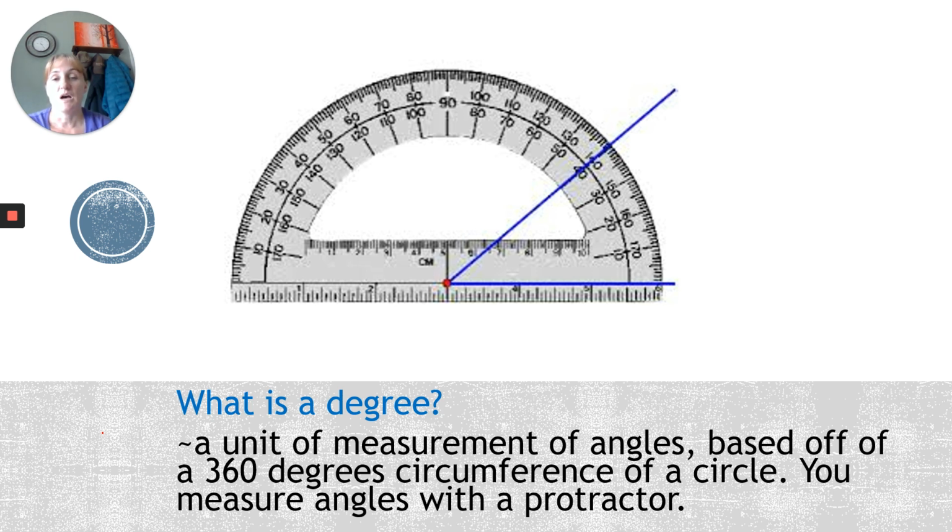In this case, when we talk about angles, we're measuring with degrees, and to measure a degree, you use a protractor. It looks like half a circle, but you can also flip it around that side and it becomes a full circle of 360 degrees. So a degree is a unit of measurement of an angle based off a 360-degree circumference, and that's the measurement of a circle, and you measure angles with this protractor.